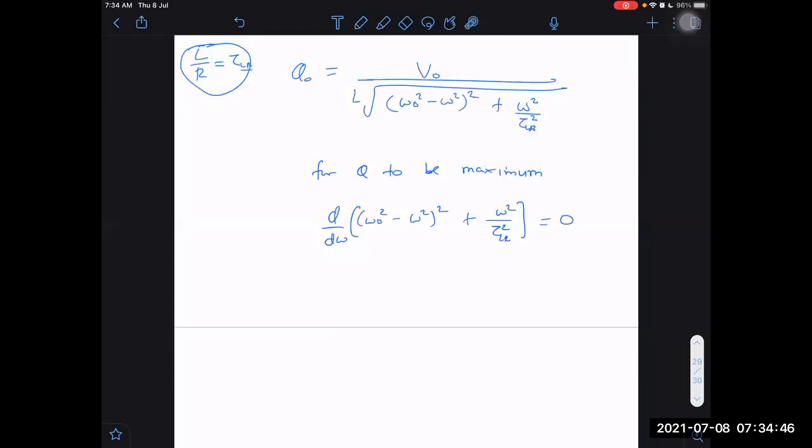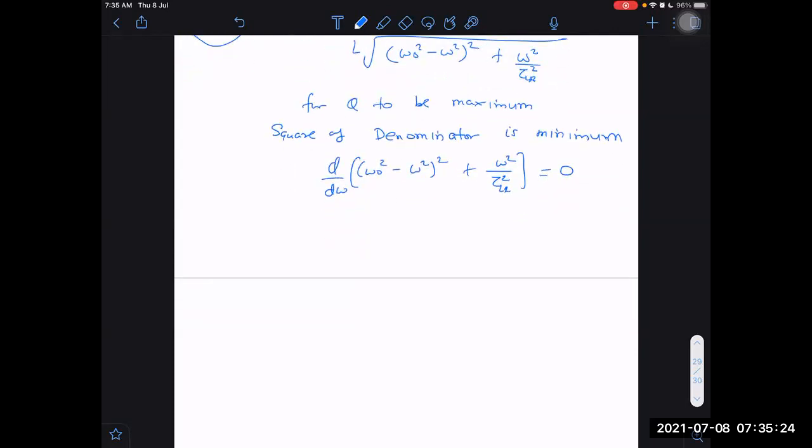Right? This quantity should be maximum. This quantity will be maximum when I take the denominator minimum. Sorry, the total quantity should be maximum, so the denominator should be minimum. For the denominator to be minimum, this should happen. The square of the denominator is minimum. Therefore, this will happen.